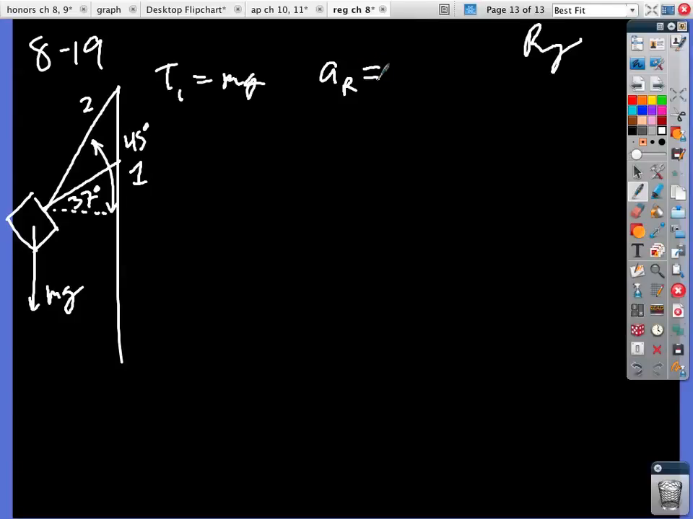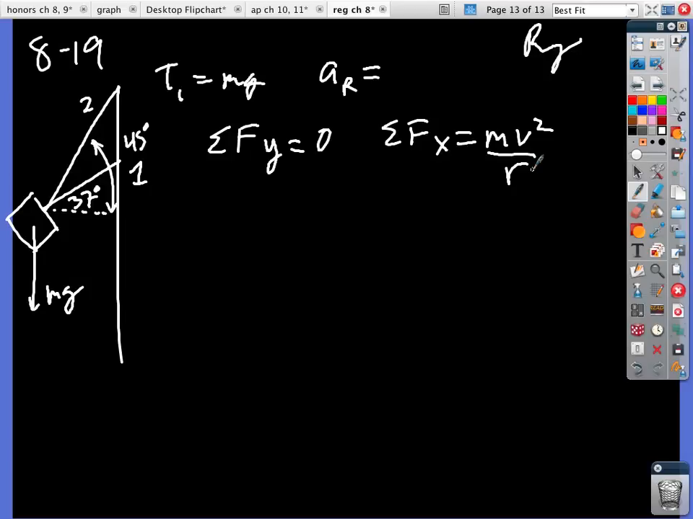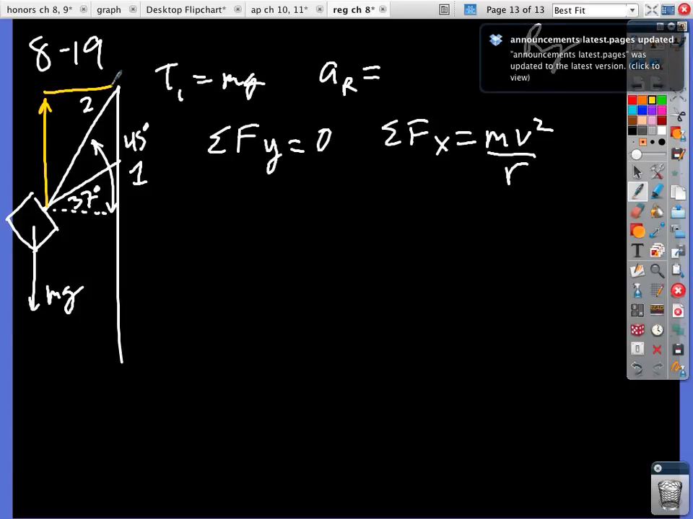All right, we need to find a sub r. This thing is swinging around this. So what I can say is the sum of the forces in the y are 0. Sum of the forces in the x is equal to mv squared over r. So we know that in the y, and I'll go ahead and break these up. This one, break like this.